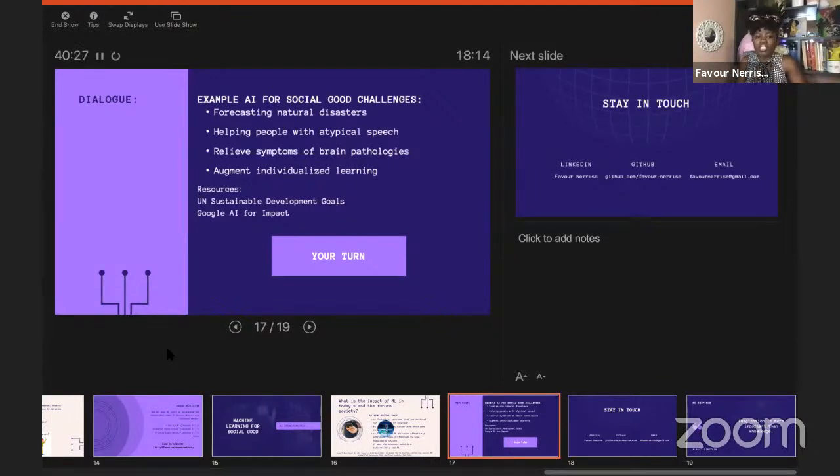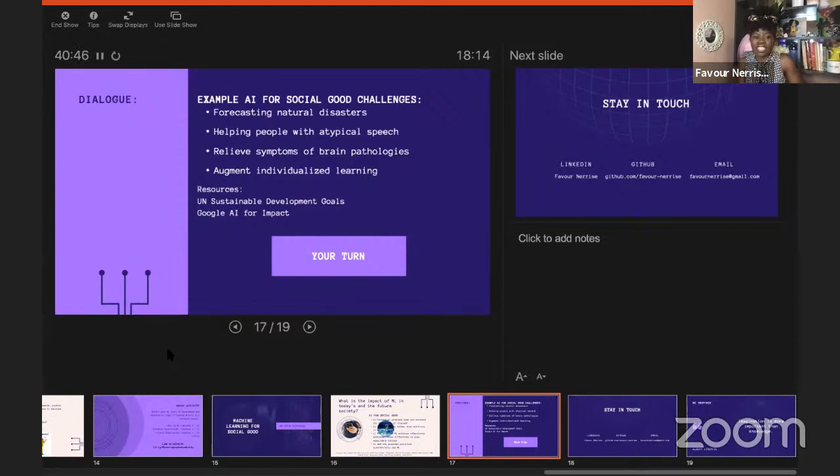And lastly, of course, augmenting individualized learning. So AI for social good has a big movement within education. How can you affect today's classroom and better create tomorrow's classroom with individualized learning or project-based learning? How does AI and ML fit into that?